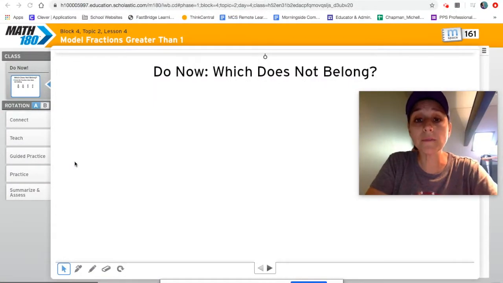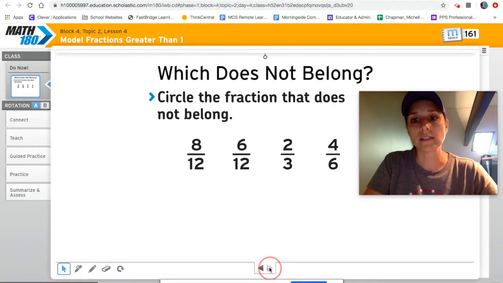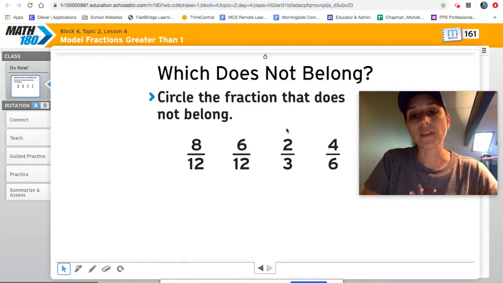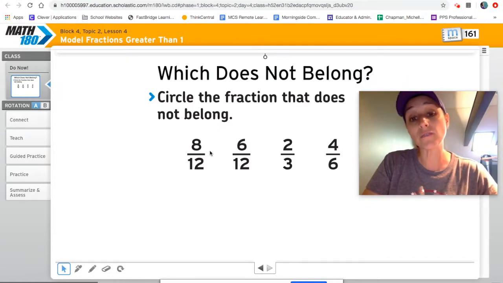All right, guys, so we're going to begin today with our do now. If we look at our do now, it asks us which of these fractions does not belong. So we have 8/12, 6/12, 2/3, and 4/6. Well, if I start with 2/3, I can see that if I multiply 2 times 2, I get 4. If I multiply 3 times 2, I get 6, which makes these two fractions equivalent.